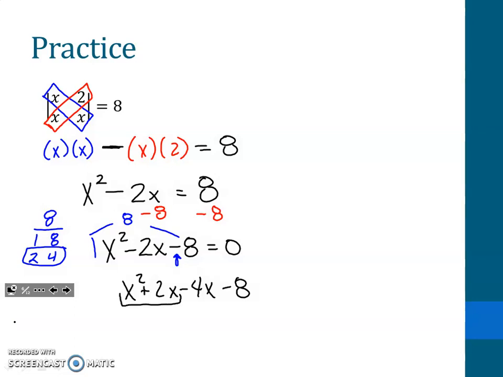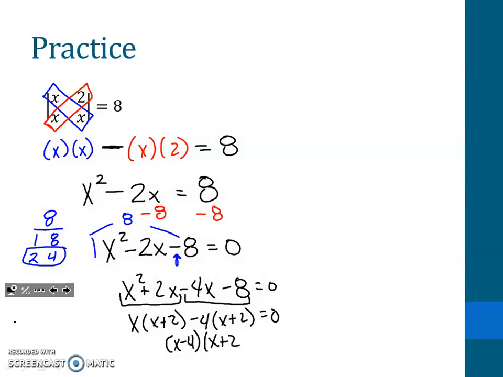Okay, factor by grouping. What can I pull out of these? Well, I can pull an x out, left with an x plus 2. Factor by grouping. What can I pull out of these? A negative 4, left with an x plus 2. Remember, all along this is equaling 0, too. So my two factors are x minus 4 and x plus 2 equals 0.